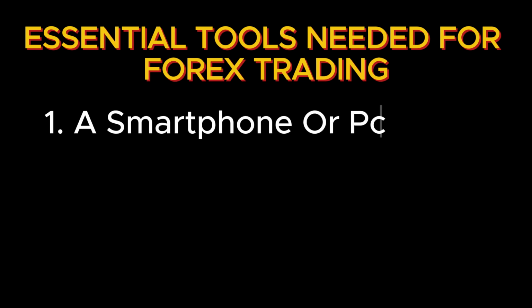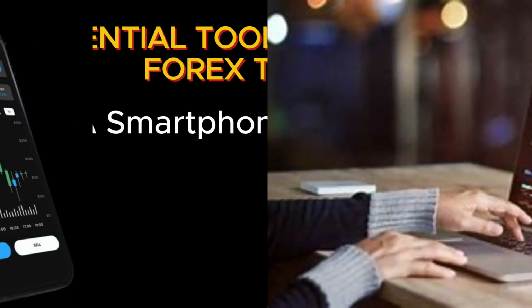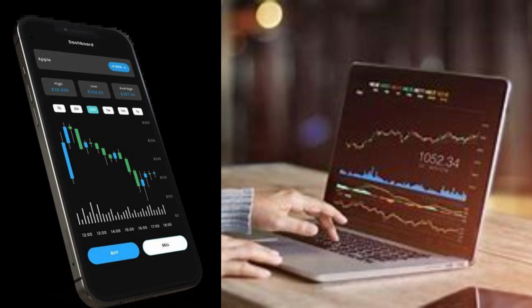Number one on our list is a smartphone or PC. A smartphone or PC is the primary tool you need to access the forex market. This is where you execute your trades, analyze market data, and manage your trading activities. Smartphone offers flexibility, allowing you to place trade on the go. Most brokers have mobile apps that are user-friendly and allow quick access to your trading account.